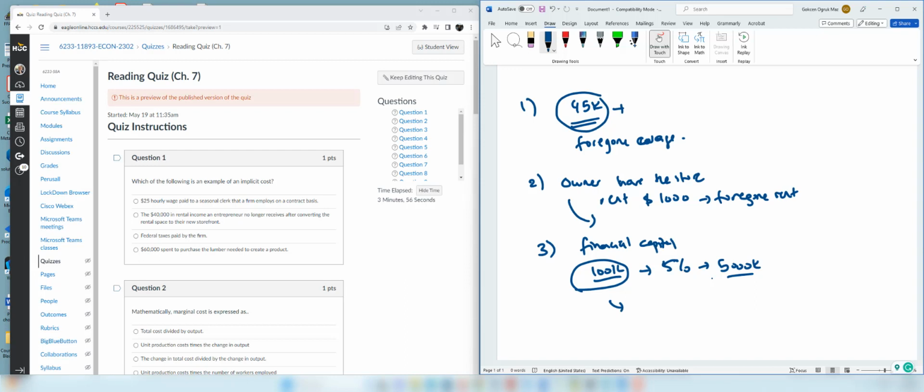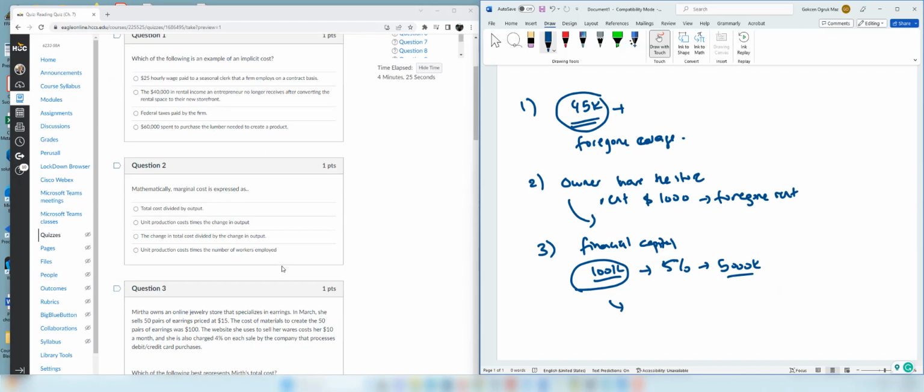Federal taxes paid by the firm. This is an explicit cost. $60,000 spent to purchase the lumber needed to create a product. This is another explicit cost. So explicit cost requires cash outlay from the pocket, but implicit cost does not. So let's look at question number 2.